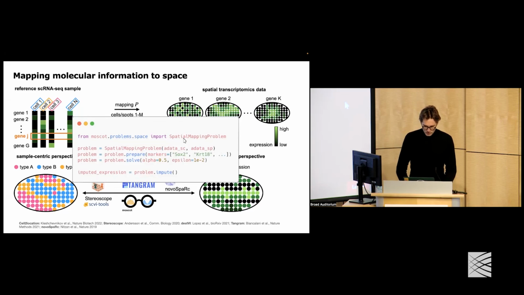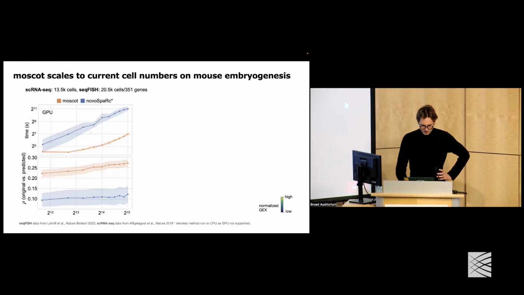Again, here's a code snippet. This is, again, very easy to do in Moscot. You import the spatial mapping problem. You set it up with your two AnnData objects corresponding to your reference and your spatial sample. And then you basically solve this problem. Okay, and Zoe has also been very much involved in this.